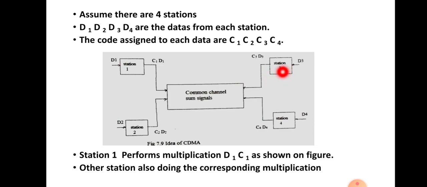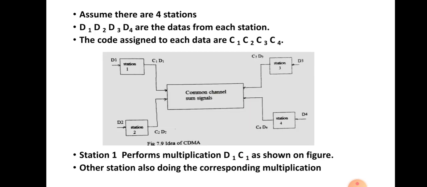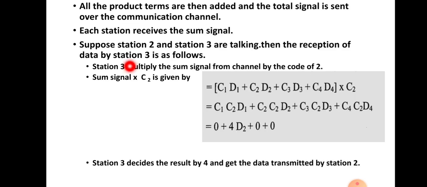But station 3 wants to receive the information from station 2. So at station 3 the received signal will be multiplied with the PN code of station 2. What is the PN code of station 2? That is C2. So the sum signal obtained from the channel is multiplied with C2. What is the sum signal? C1 D1 plus C2 D2 plus C3 D3 plus C4 D4, into C2.